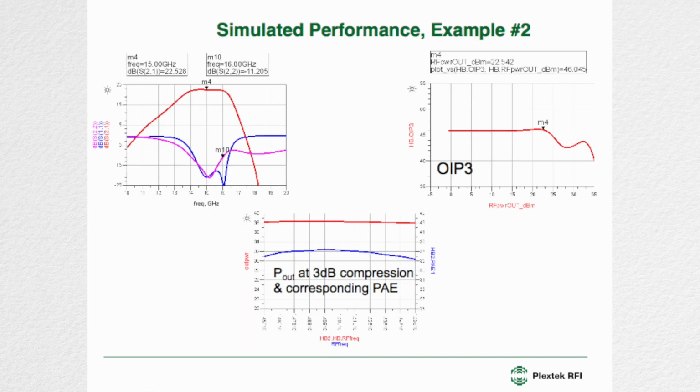This is the simulated performance. We've got flat gain across frequency, around 22 dB of gain, and a nice input match, better than 17 dB. The output match degrades towards the top of the band, and that's because we're matching for linearity rather than conjugate. This is the final performance at 3 dB compression.